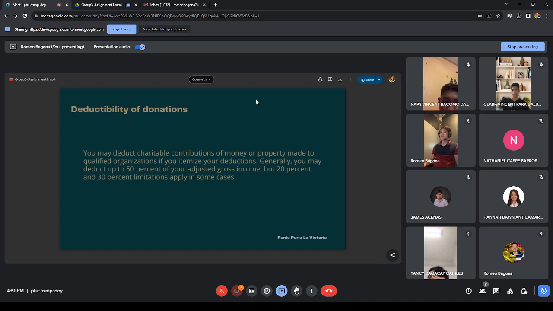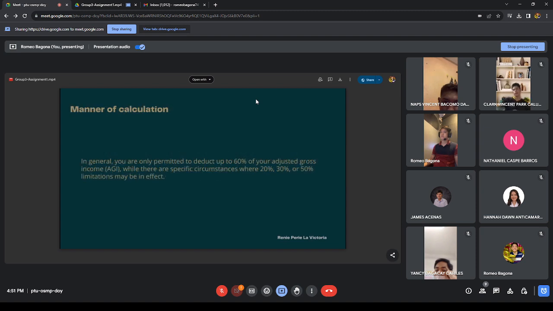2020. Deductibility of donations. You may deduct charitable contributions of money or property made to qualified organizations if you itemize your deductions. Generally, you may deduct up to 50% of your adjusted gross income, but 20% and 30% limitations apply in some cases. Manner of calculation. In general, you are only permitted to deduct up to 60% of your adjusted gross income (AGI), while there are specific circumstances where 20%, 30%, or 50% limitations may be in effect.